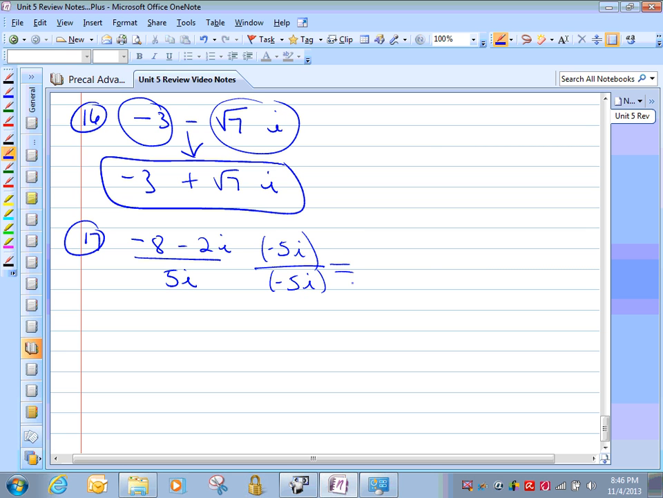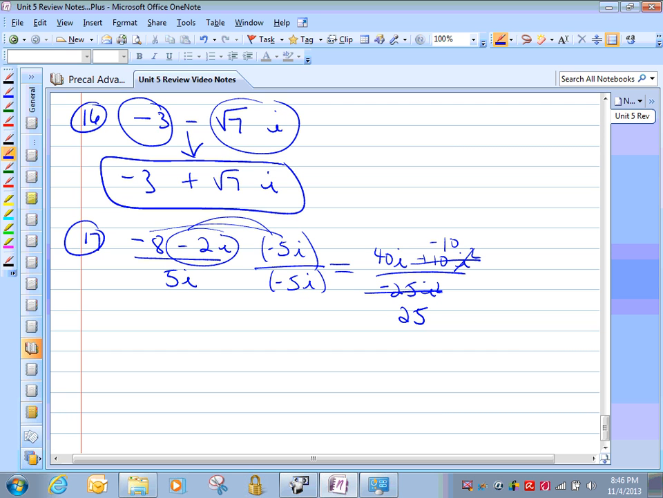All right, let's go ahead and look and see what happens at the bottom. That's how we'll know if we did this right. So 5 times negative 5 would be negative 25, and i times i would be i squared. i squared is negative 1. That would make the 25 become a positive 25. All right, now the top. Negative 8 times negative 5i would be positive 40i. And negative 2 times negative 5i would be a positive 10i squared. But the i squared makes the 10 become a negative 10.